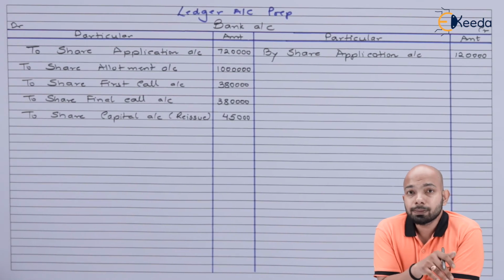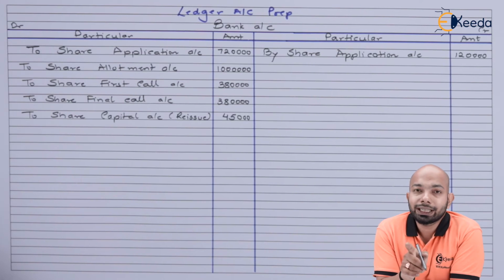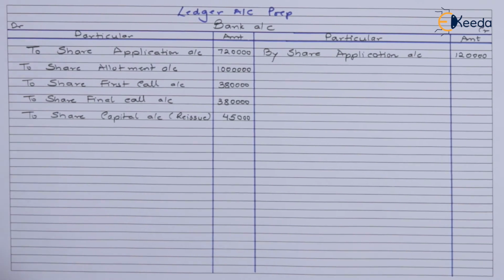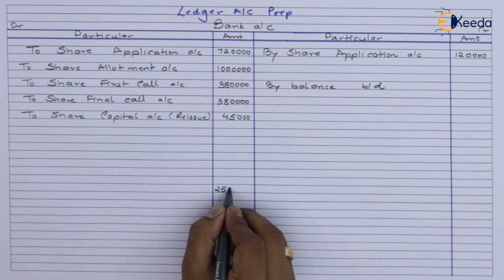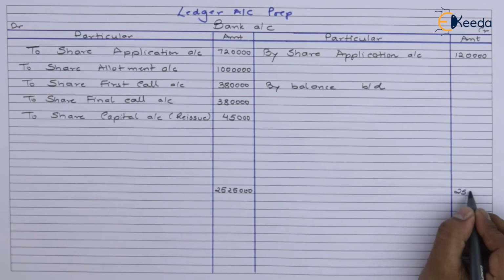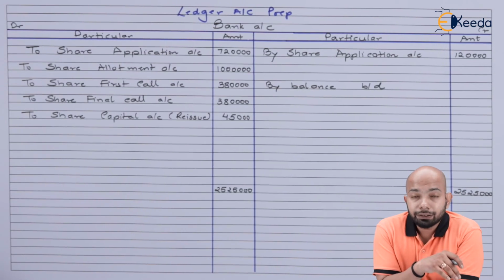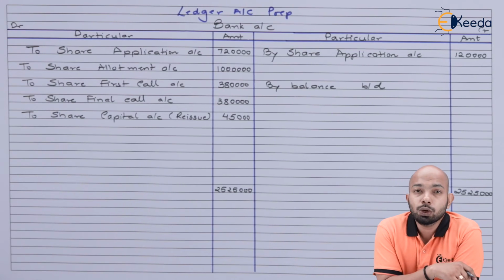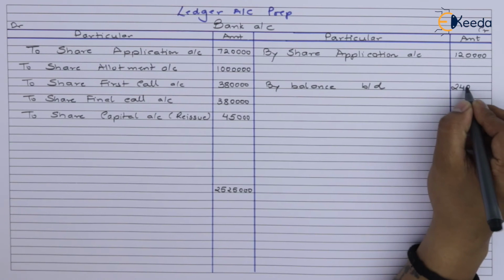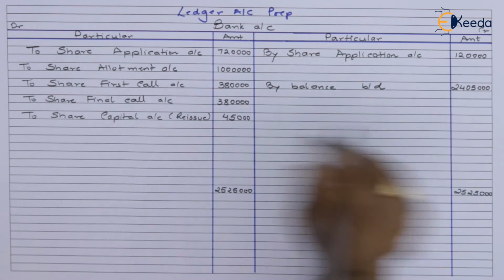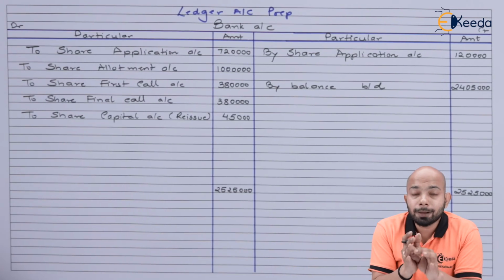Now it's time to balance this specific account. So let's figure out. We can clearly see that the debit side is more as compared to the credit side. The balance will be on the credit side here. So the balance on the debit side is 25 lakh 25,000, out of which 1 lakh 20,000 will be subtracted to get the balancing figure. So the balancing figure here is 24 lakh 5,000. We have prepared the bank account.